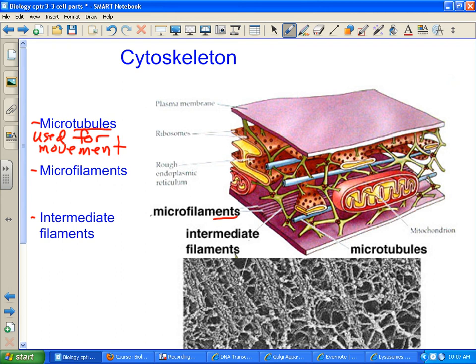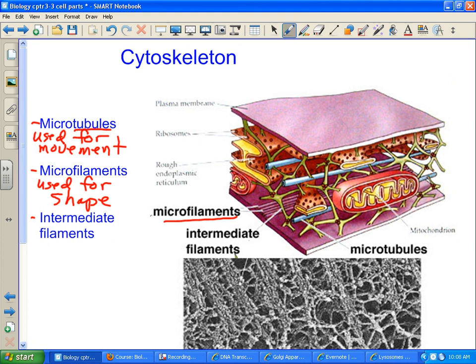Microfilaments are a lot smaller. These are used for shape. They define the shape of the cell. Not all cells look the same. In the human body, we've got over 200 different types of cells. Each one has a distinctive look, different shape. And it's mostly due to those microfilaments.